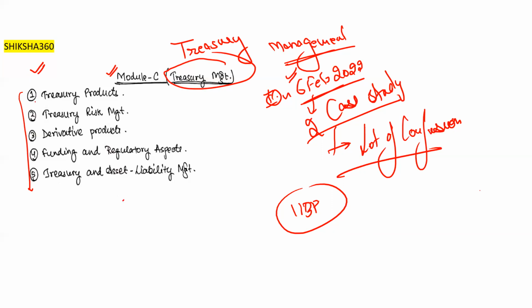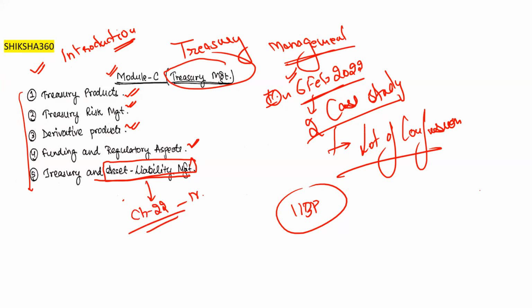Here we have six topics in total. First is the introduction to treasury management. Next are treasury products, funding and regulatory aspects, treasury risk management, derivative products, and treasury and asset liability management. Asset liability management is very, very important, because it forms the basis of chapter number 22, which is from module D, clear?